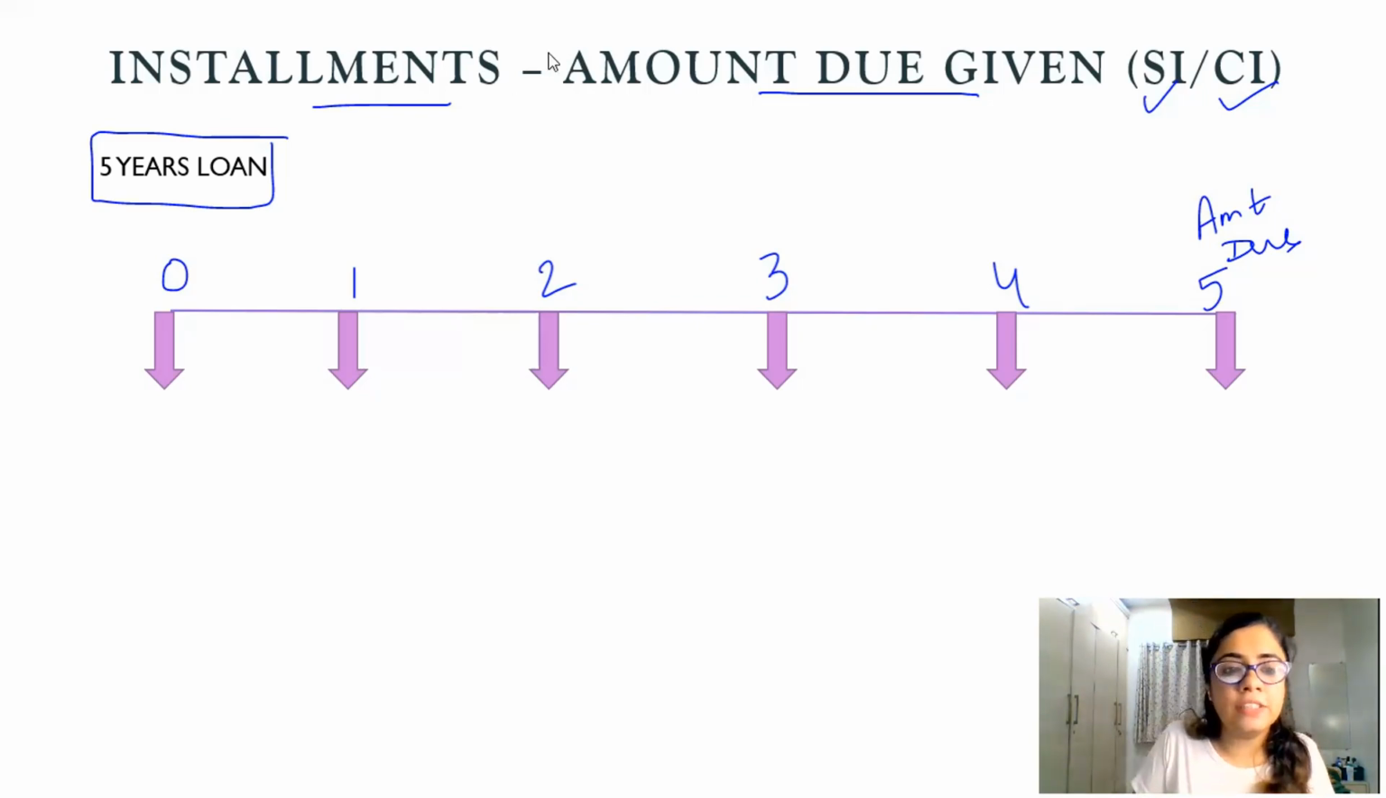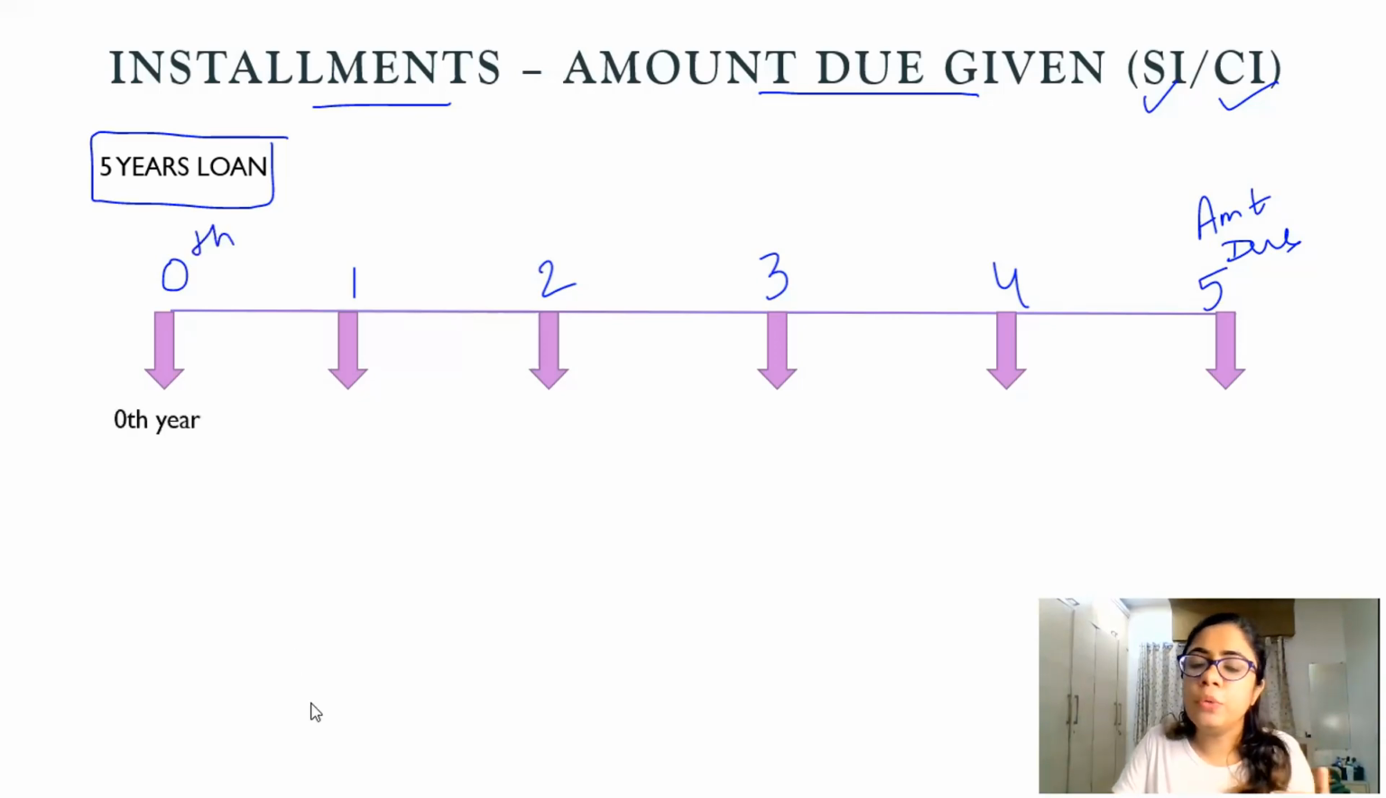Now the thing is, this is your 0th year. Do you pay some money in the 0th year? Now, I have taken some money from the bank, right? So I am not going to pay any money immediately. So I will start paying money at the end of the first year, 2nd year, 3rd year, and so on. I will start paying money that way.